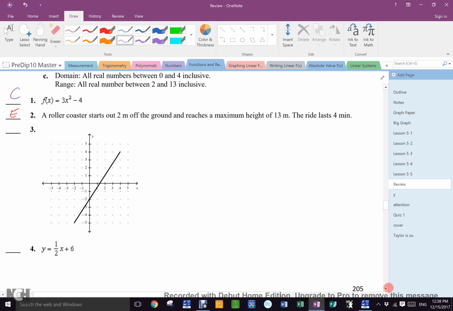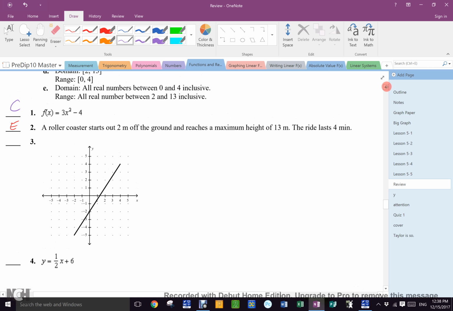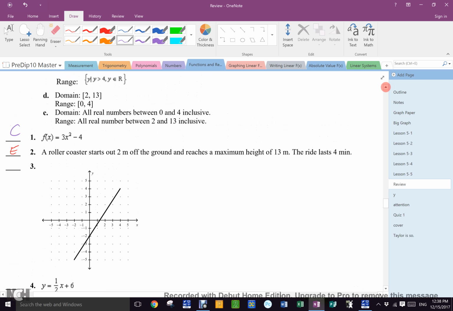Number three. Isn't D also the right answer? No, D is not the right answer. Isn't that the same thing? No, because domain 2 to 13. What's E? Because one says domain and one says range, and they're in the wrong spots in E. Oh, okay. I didn't notice.